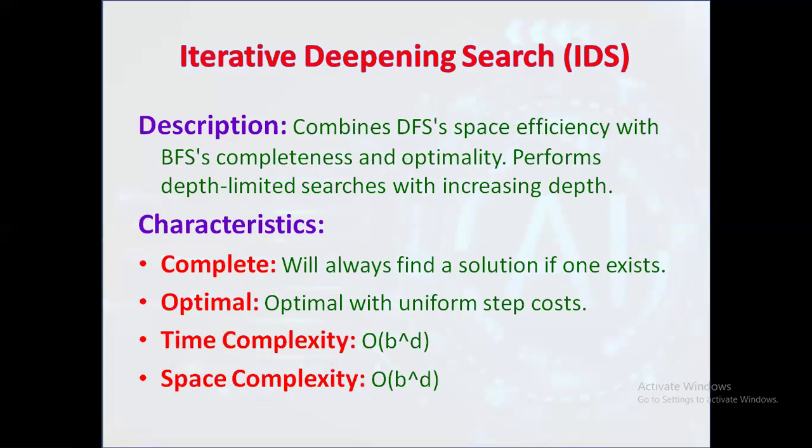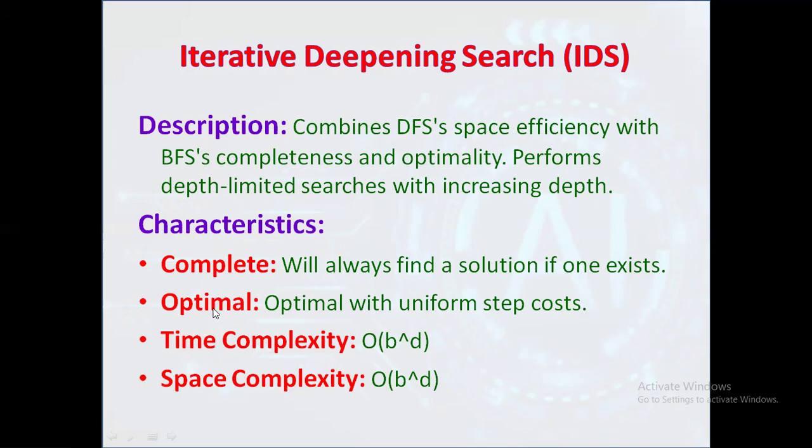The next type in the uninformed search is the iterative deepening search. We are calling it IDS. Iterative deepening search combines the space efficiency of depth first search with the completeness and optimality of breadth first search. IDS performs a series of depth limited searches, gradually increasing the depth limit until the goal is found. This approach ensures that IDS is both complete and optimal when the step costs are uniform.